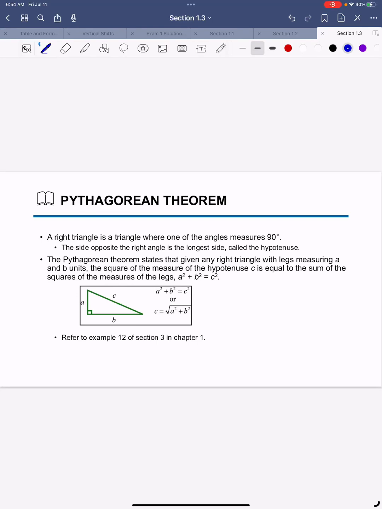Let's talk about the Pythagorean Theorem. The Pythagorean Theorem is powerful and it's going to follow you through your math life. So let's learn it and let's apply it.